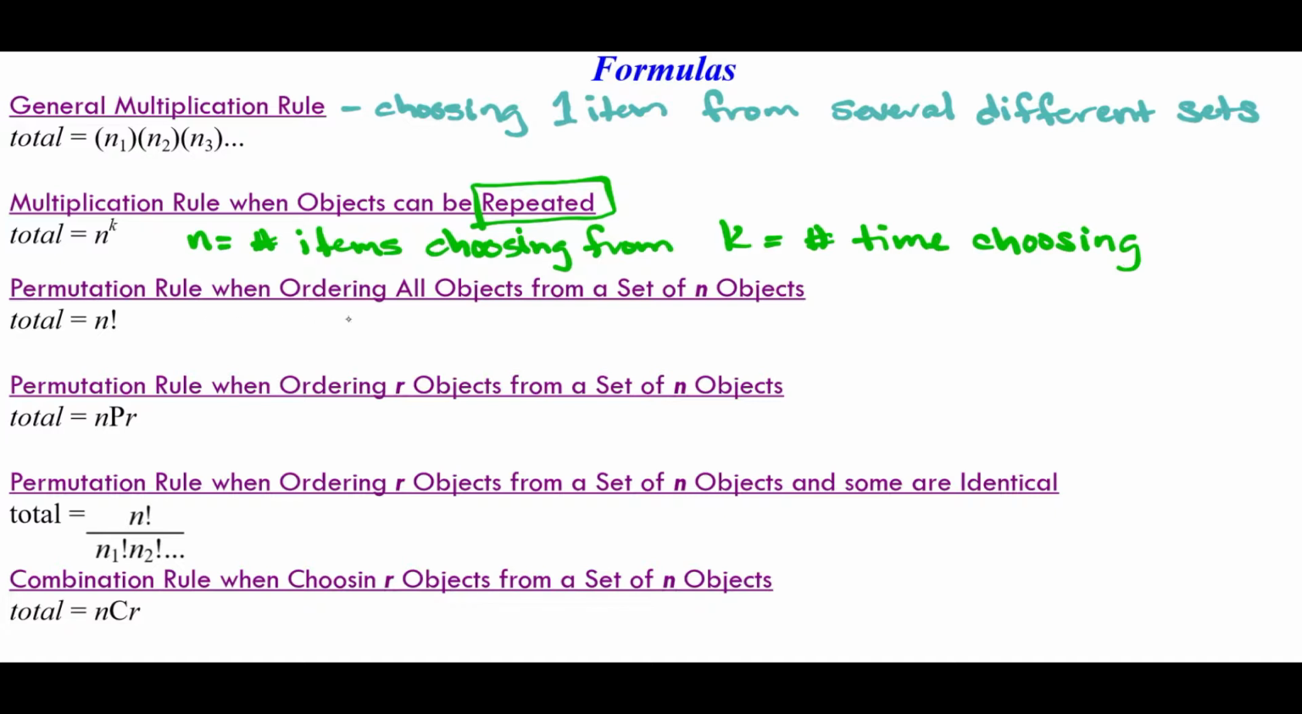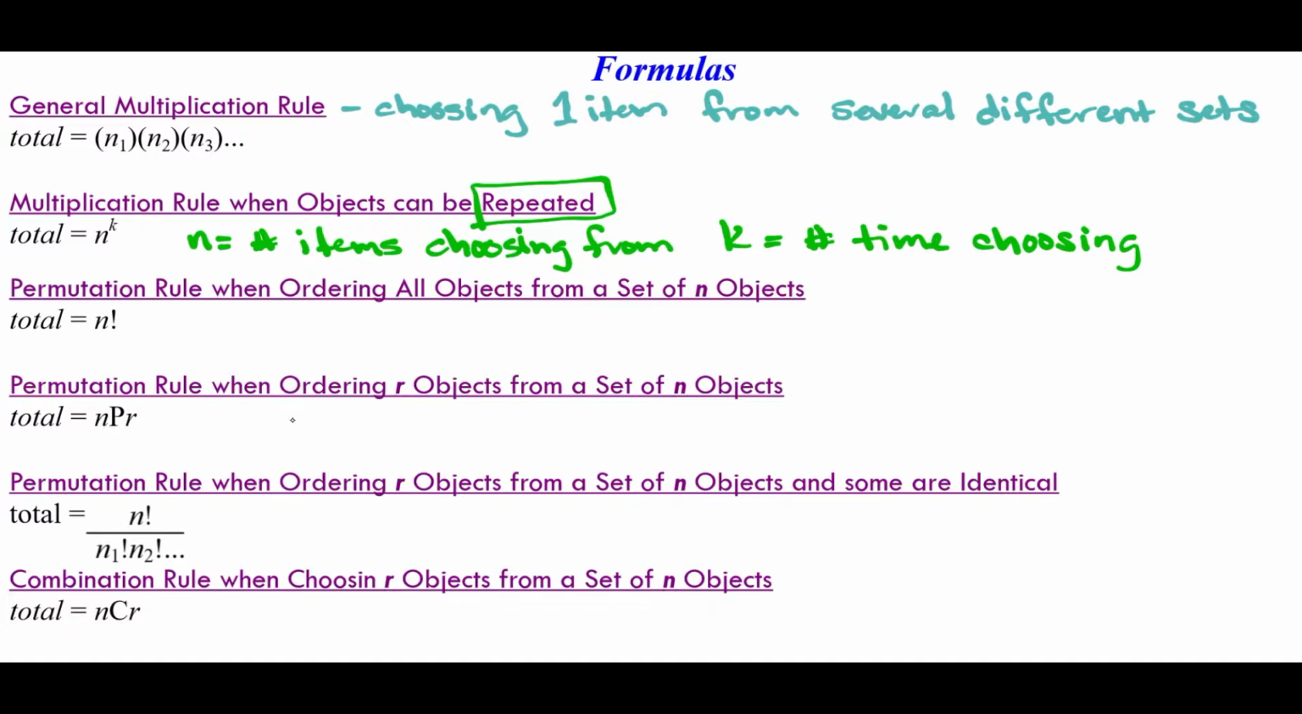So then we have the permutation rule when ordering all objects from a set of n objects. So this would be if we have maybe a group of people and we're going to line them up in a particular order. So we're going to take all of the people in the group and put them 1, 2, 3, 4, 5, 6, 7, 8, etc. So then this is just n factorial, and again n is just the number of items that we're choosing from.